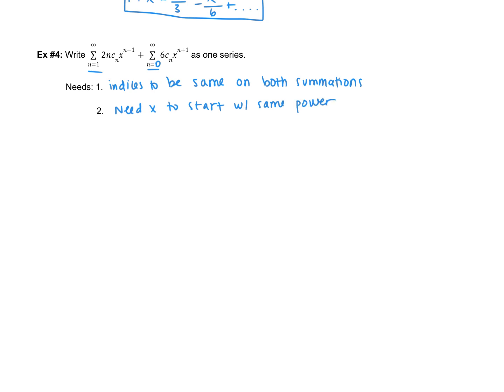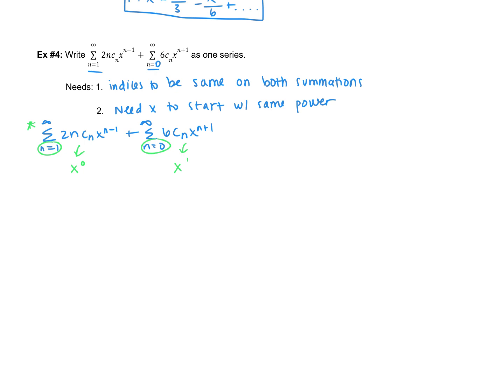And so what I'm going to do is I'm going to start by just recopying what we have above. So n equals 1 to infinity of 2n cn x to the n minus 1. Add the sum from n equals 0 to infinity of 6 cn x to the n plus 1. Okay, so if I plug in n equals 0, this starts with x to the 0. If I plug in n equals 0, this starts with x to the first. So that's a problem. We need x to start with the same power. This first power series has an extra term of x to the 0 that we don't want. So what I'm going to do is I'm going to pull that out.